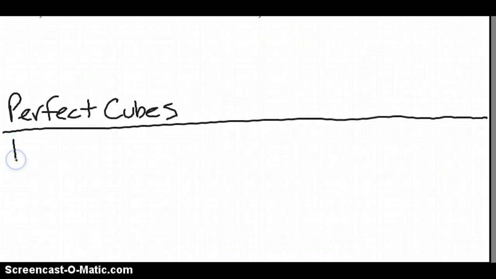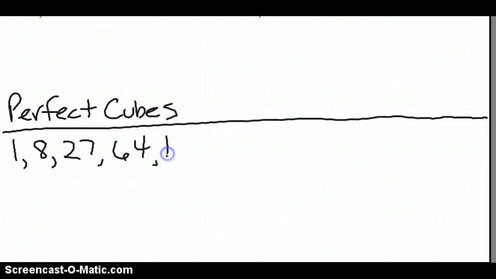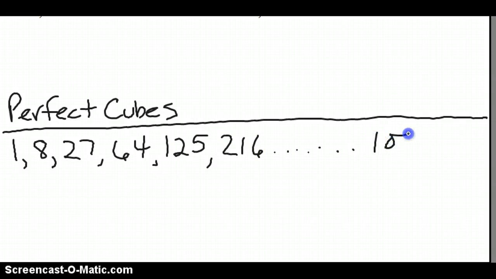Perfect cubes are 1 cubed, 2 cubed is 8, 3 cubed is 27, 4 cubed is 64, 5 cubed is 125. How many perfect cubes should you put down here? You can find a perfect cube. 10 cubed is 1,000. So these numbers will be perfect cubes that you'll want to recognize.